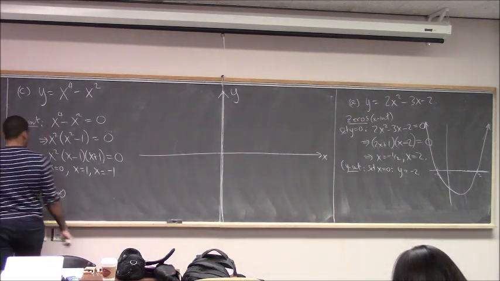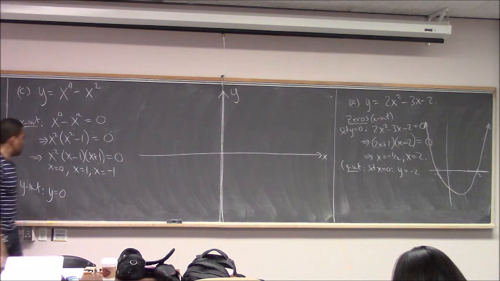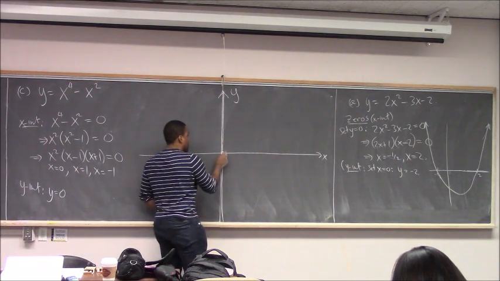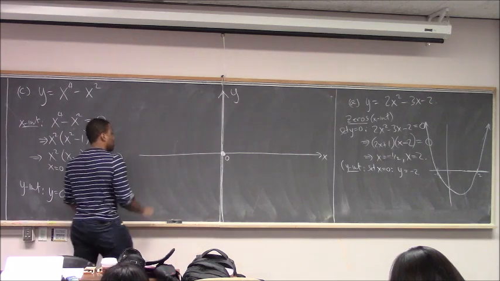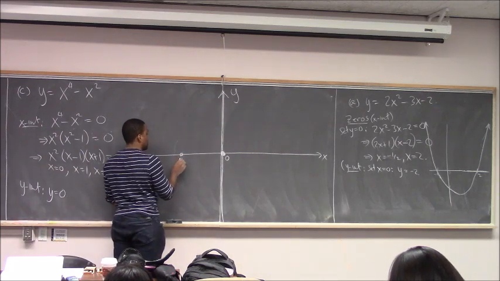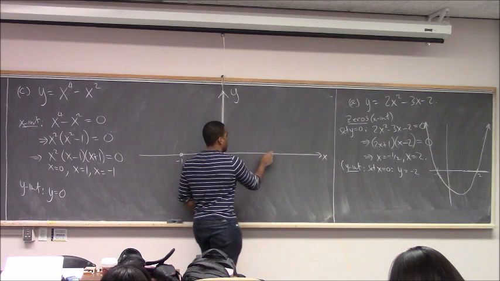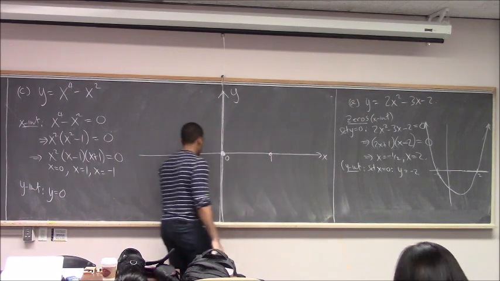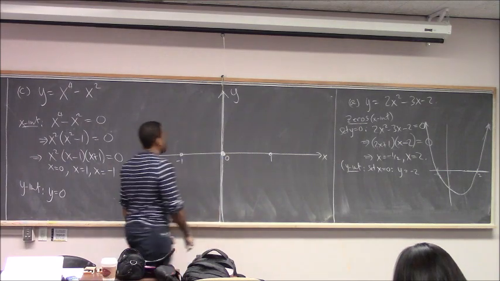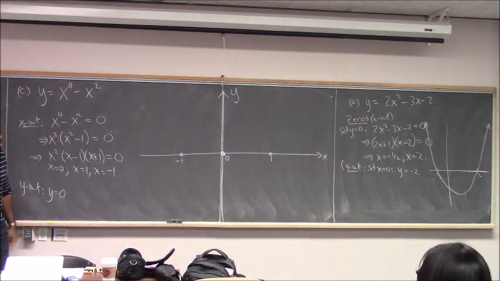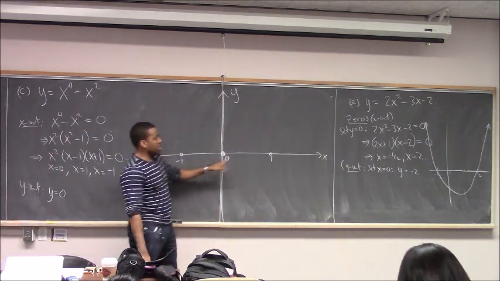First thing you're going to do is put in all these intercepts that you found. 0, that's the x and the y-intercept. Minus 1, positive 1. I automatically know that the ends should go up here because it's an even power as the highest power. I'm not sure what's happening in the middle.